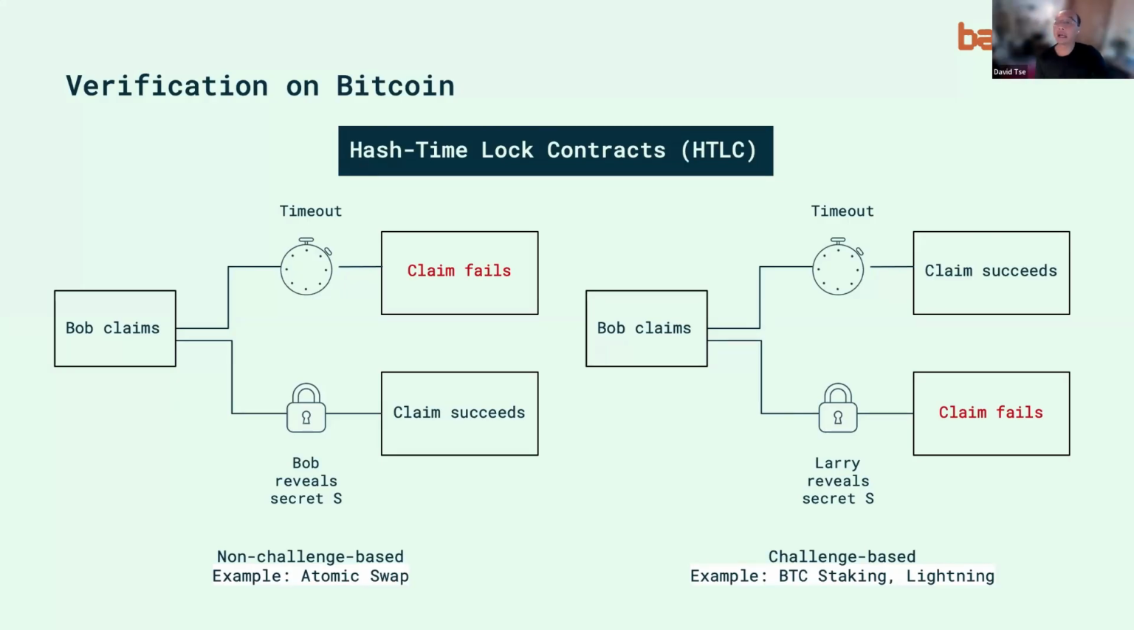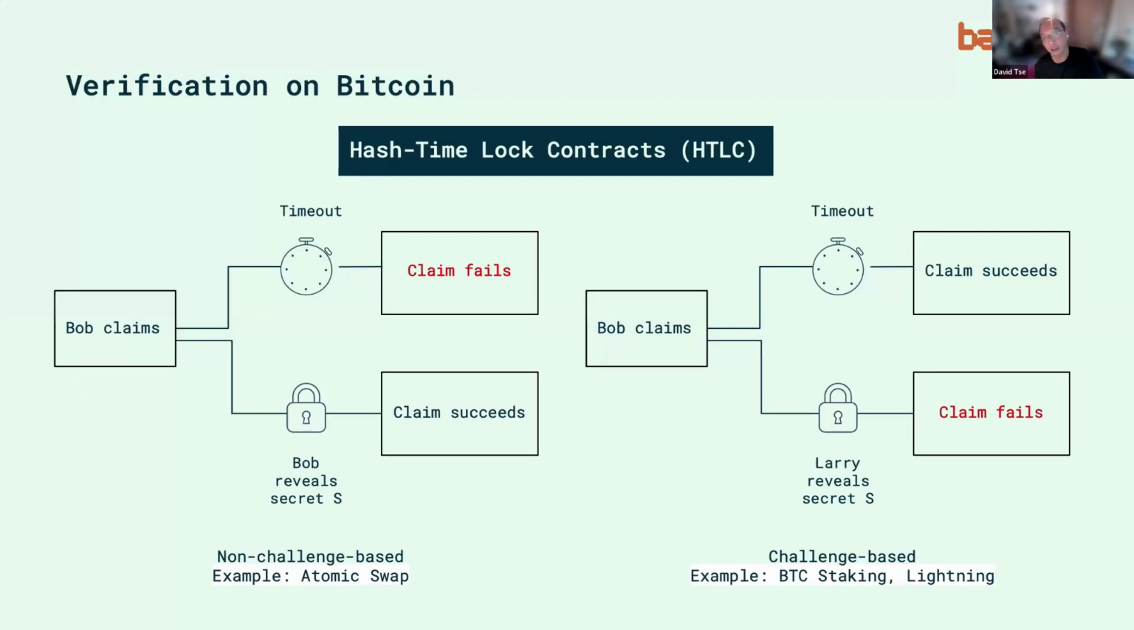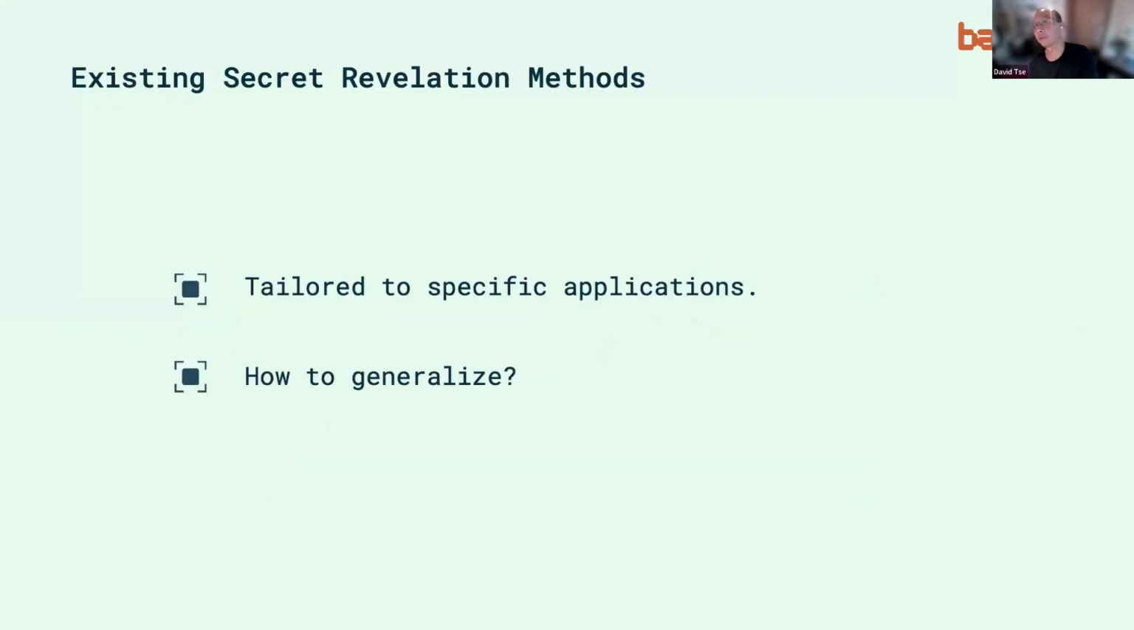Right now I'm just giving a bit of history on how people design trustless protocols in Bitcoin through this secret revelation, through this hash time lock contract. What I want to say in the next slide, which I think addresses that question, is that these applications are all specific applications.